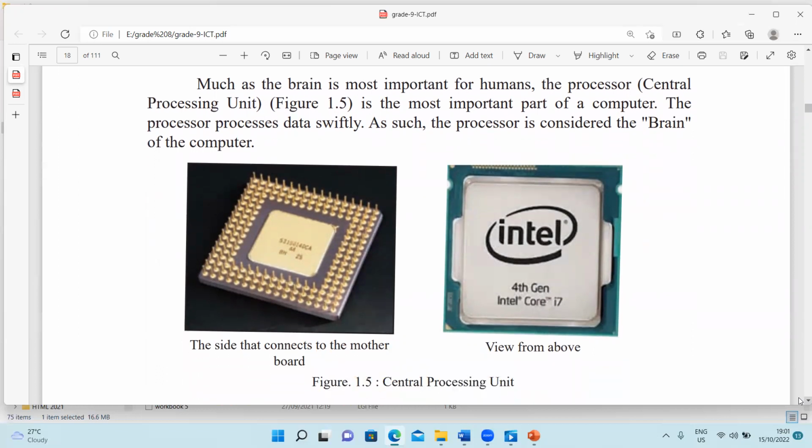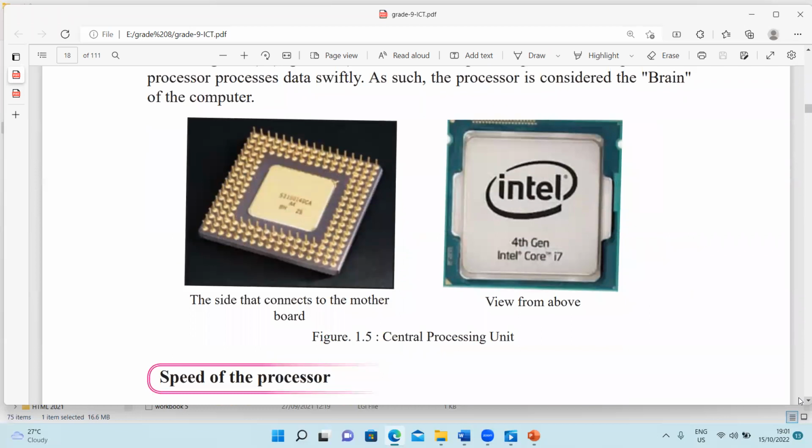The processor is considered the brain of a computer. Can you see there are some processors? There are pins. We fix the processor to the pins, on the side that contains the motherboard. From these pins, the processor will plug into the motherboard.